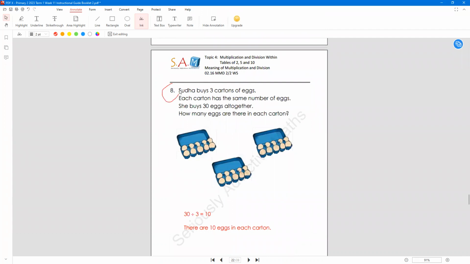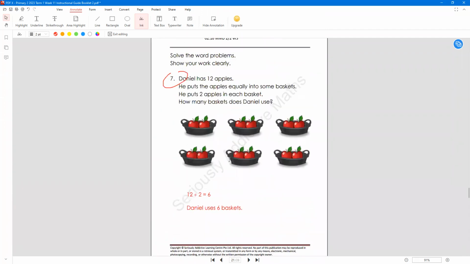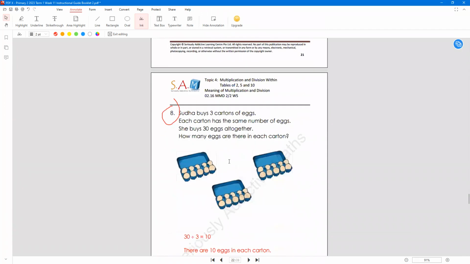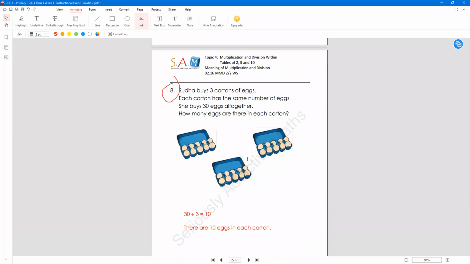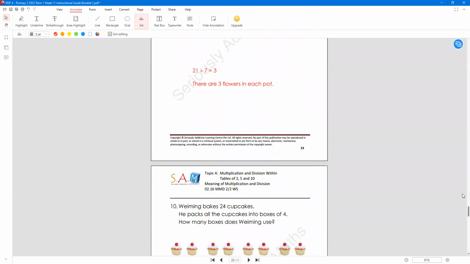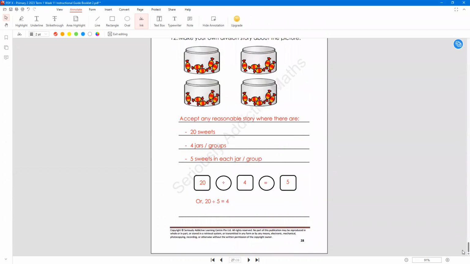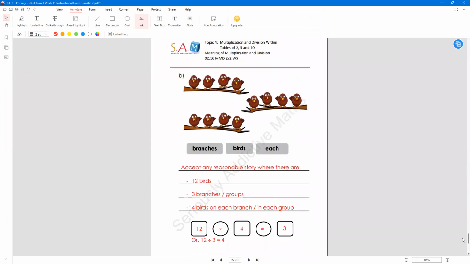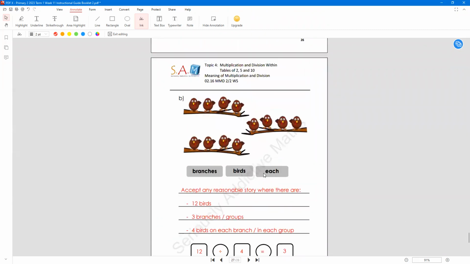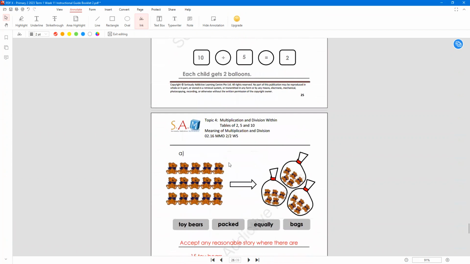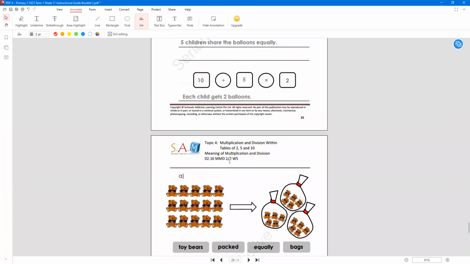Okay, again, can you see a difference? This is asking for number of groups. This is asking for number of items in each group, right? And then I think we should be fine. If there is time, work on one story with them here.